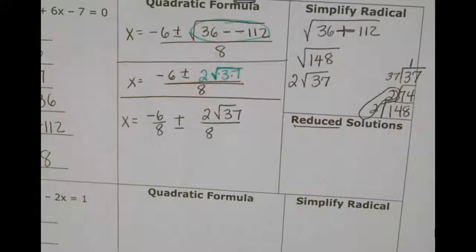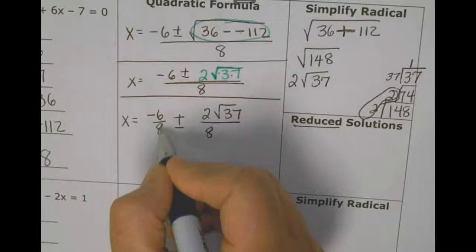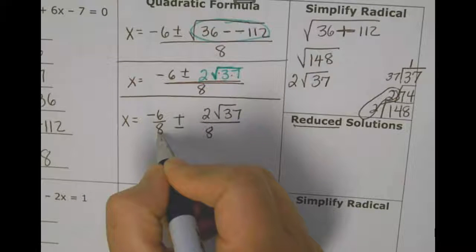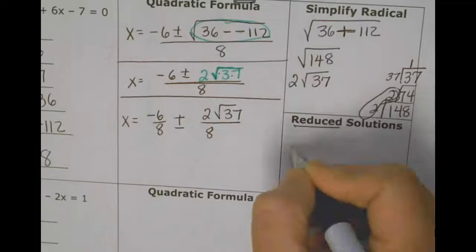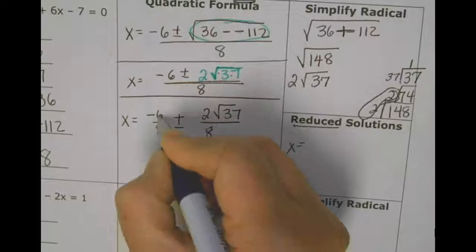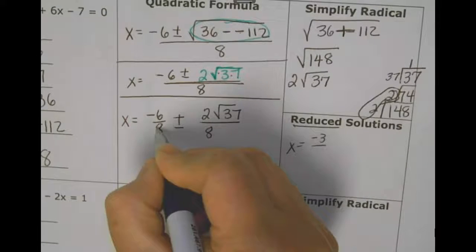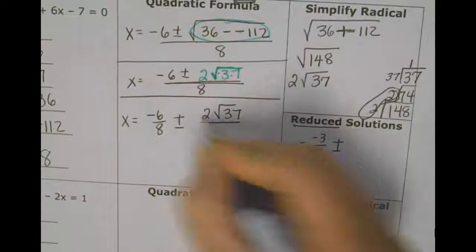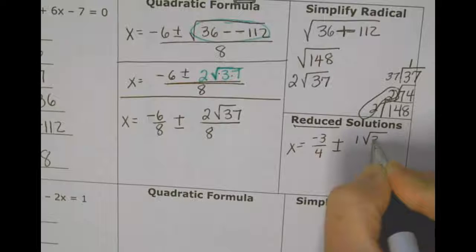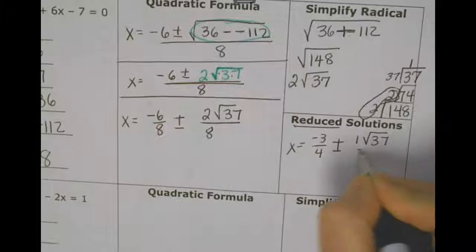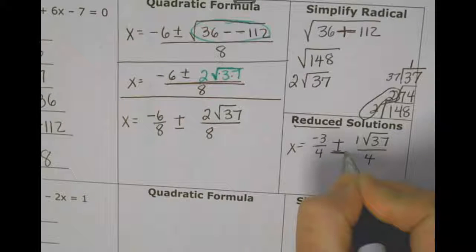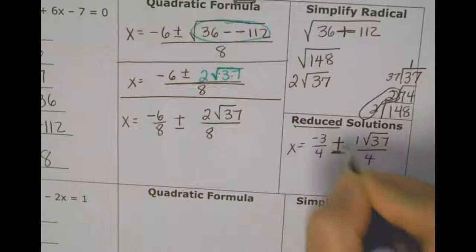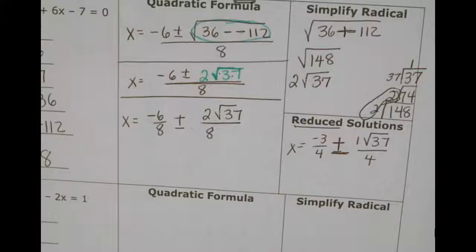Just makes it easier to reduce because now when I look at it, what's the GCF between 6 and 8? 2, this divides by 2, this divides by 2. This divides by 2, this divides by 2. And this is still the plus or minus sign in between there. That is the reduced answer.